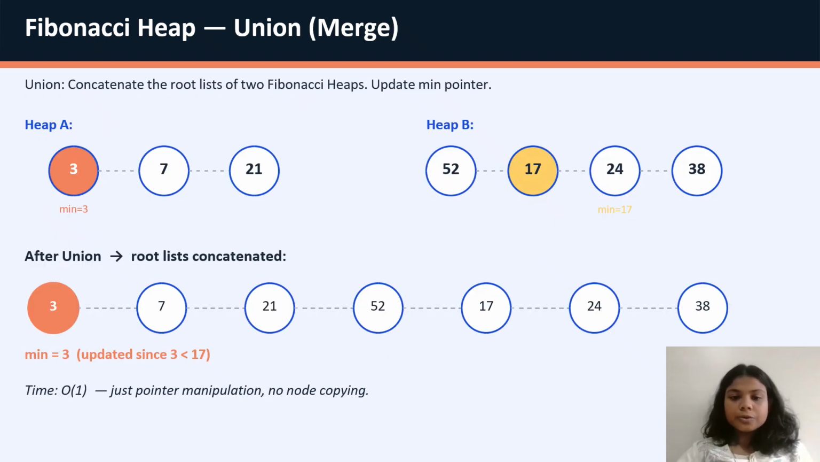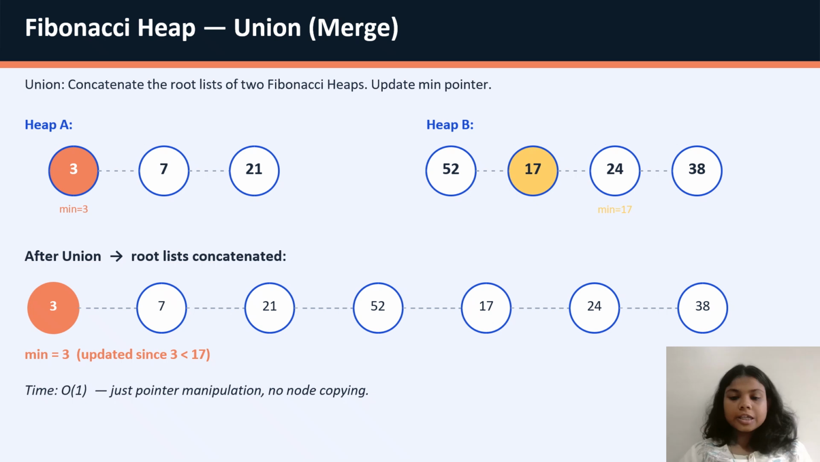Union. The union operation is used to merge two Fibonacci heaps. We concatenate the root lists of both heaps using pointer manipulation. For example, heap A has minimum 3 and heap B has minimum 17. After merging both root lists, we compare the two minimum pointers and keep the smaller one, which is 3. No node copying or restructuring happens, so union also works in O(1) time.